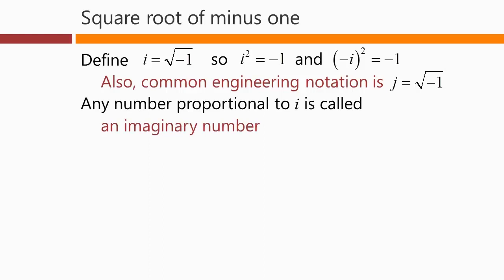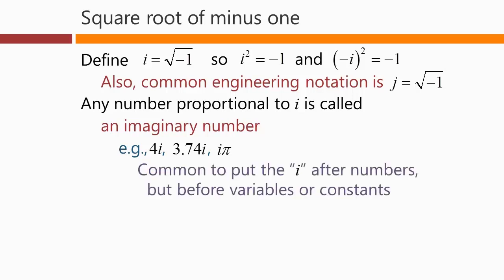Any number that is proportional to i with some real factor multiplying it is called an imaginary number. So 4 times i, which I've just written here as 4i, or some other number, 3.74 times i, or i times pi here. These are all imaginary numbers. It's common to put the i after numbers written out, like 4 or 3.74, but to put it before variables or other algebraic constants, but it doesn't matter which way you do this. This is just a convention.